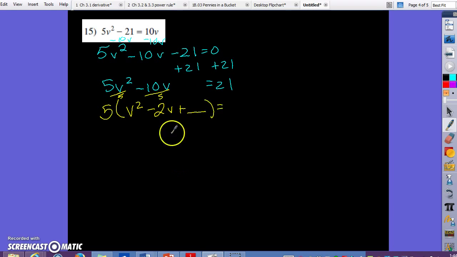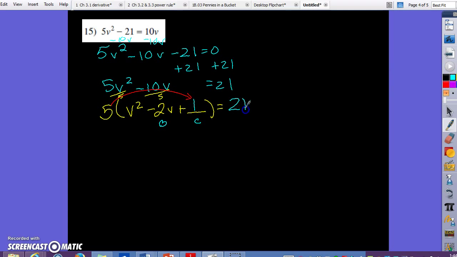Okay? So this is kind of like a fake b and a fake c. That's kind of how I've been calling it. All right? So we take our fake b, divide it by 2, and square it. So negative 2 divided by 2, squared, is 1. Now here's where a lot of students get messed up. This is not really a 1 that's here. This is really 5v squared minus 2v plus 5. This is really a plus 5 hanging out here.